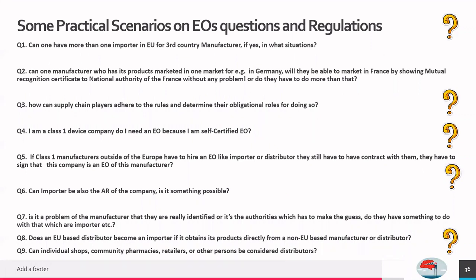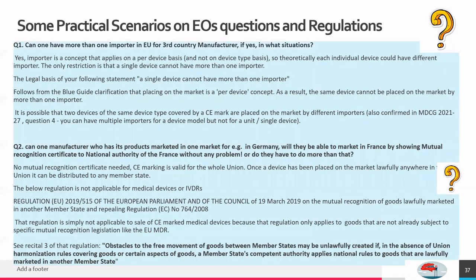Total 9 questions. A few are from MDCG guidance and a few are from our own, but the answers are provided by the experts from the REPS committee themselves, so we can trust them. So, can one have more than one importer in the EU for a third country manufacturer? If yes, what is the situation?